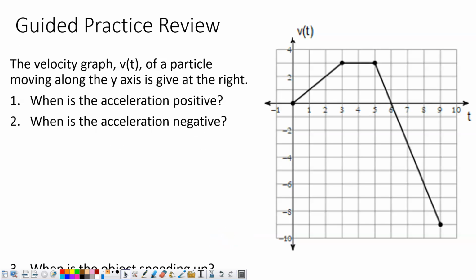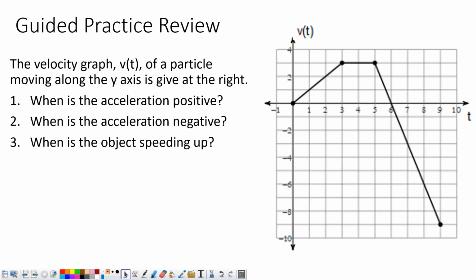All right, so next one. Now, when is the object speeding up? Now, we talked about speed. Speed is whenever both acceleration and velocity are positive. Okay, now, we already know where the velocity is positive. We answered that in question 1.